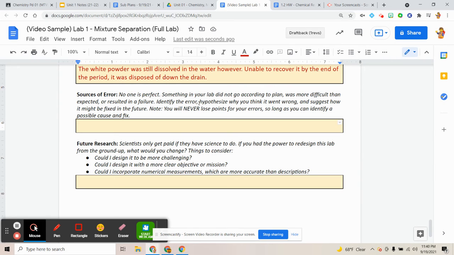This is key here too, all right? I want you to make sure that you tell me how it affected your results. If a little tiny mistake happened, like, oh, you forgot to put your shoes on and you had to run to your locker to get your shoes on, that's not really an error that I care about. It didn't affect your results at all. So focus on things that affected your results.